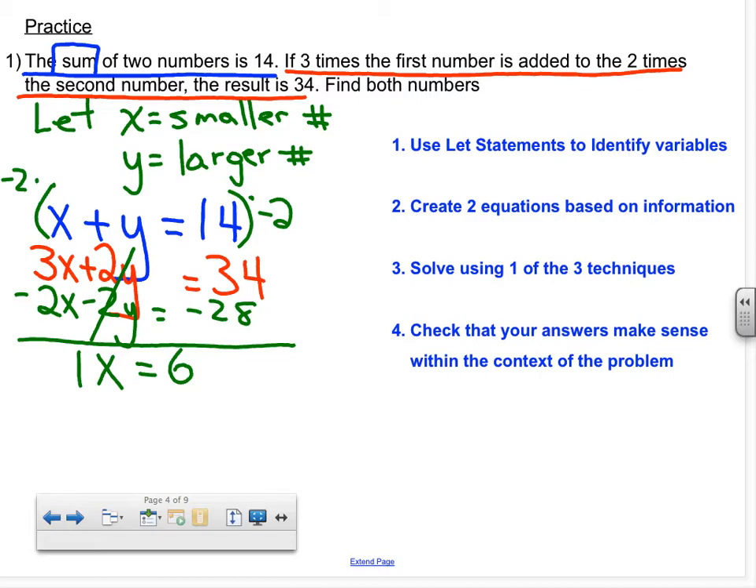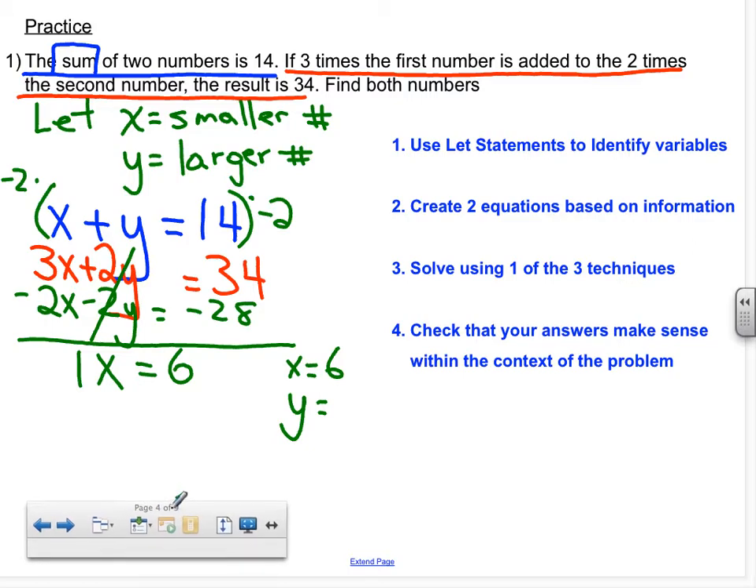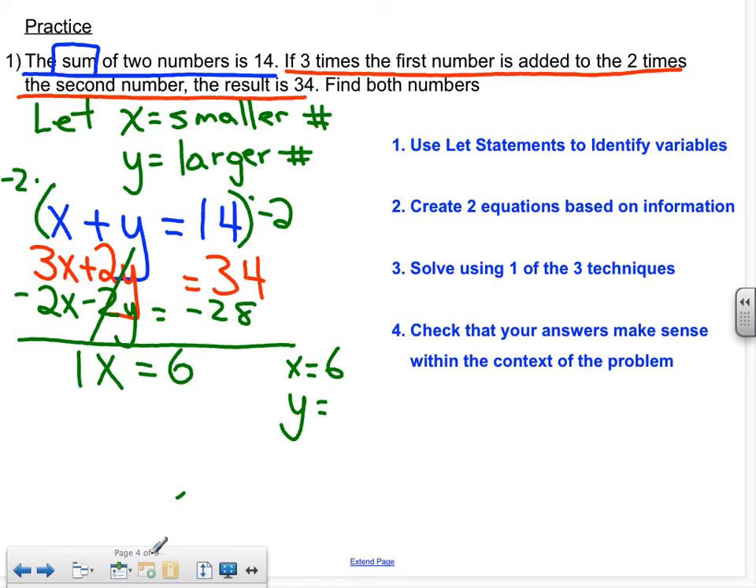Okay, I don't even have to divide here. X is 6, I'm all done. Okay, to find y, we can plug into one of these original equations. I'll probably plug into the first equation we created in blue. So we now know it's 6 plus y equals 14. You can do that mentally. 6 plus what is 14? Or if you just subtract 6 from both sides, y equals 8.